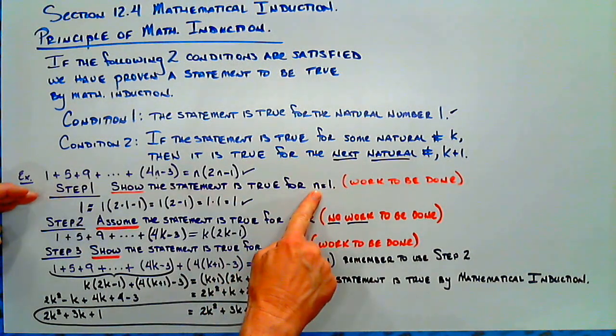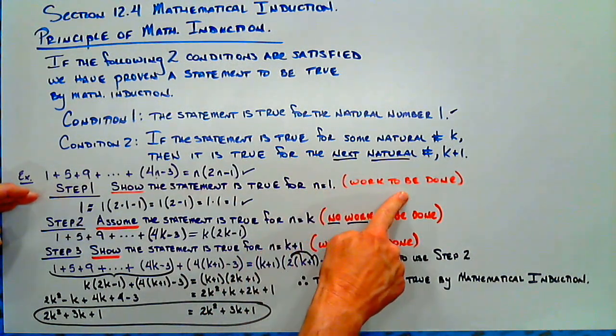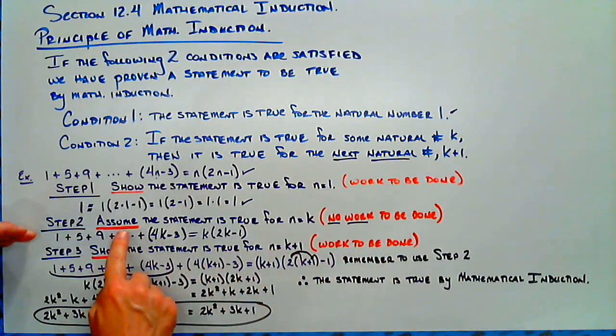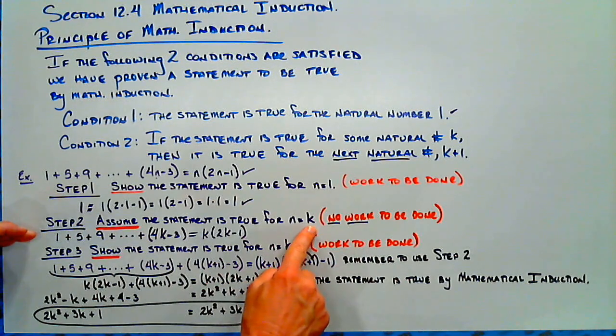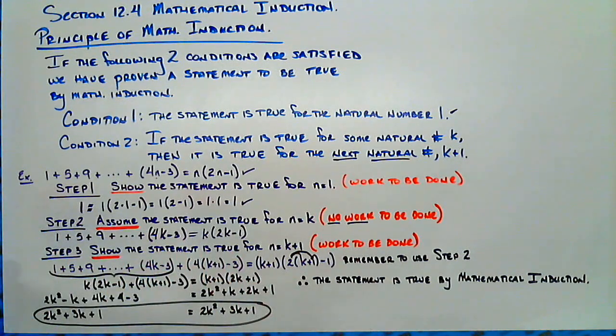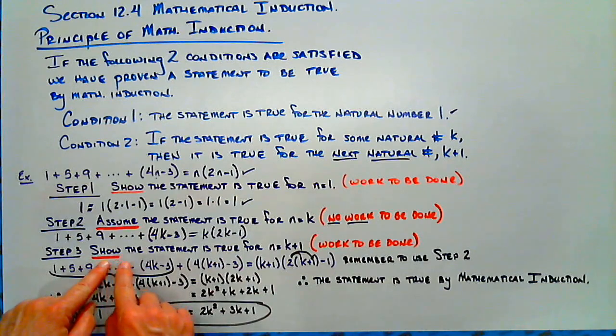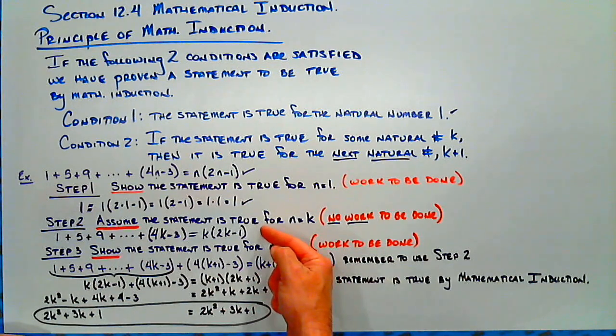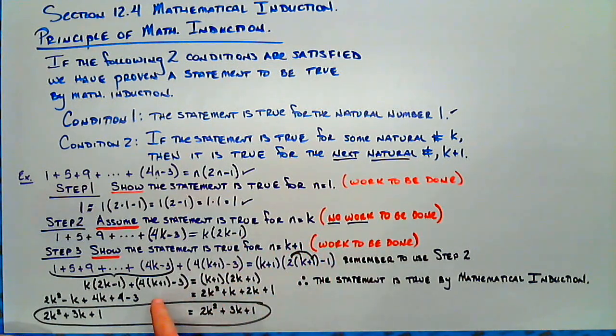We show it's true for 1. That's a work step. Then we go to step 2. We assume it's true for some natural number k. There's no work here. All we do is write down what that means. Then we move to step 3. Step 3 is a show step. We have to do work. We have to show these two sides are equal. And we use step 2 in step 3.